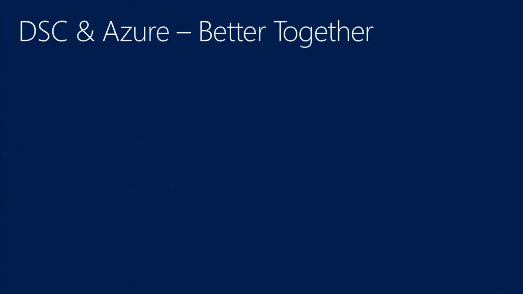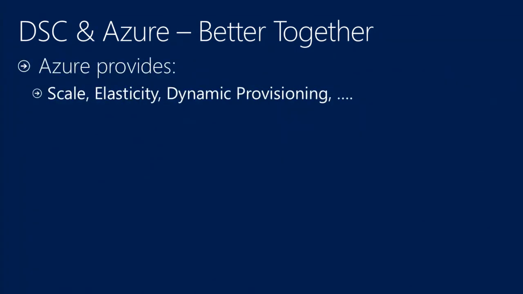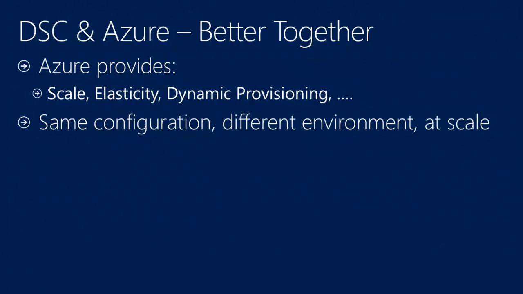So far we have talked about what value add DSC brings. And now let's look at how DSC and Azure play together and give you a better together story. Everybody knows what Azure and cloud provides in terms of scale, elasticity, dynamic provision. Along with that, if you have the notion of using the same configuration in different environments, you can apply that to get a larger scale. I will do the same thing in my DevOps, and when I go to Azure at scale, I can take that same configuration and apply it to my Azure environment.